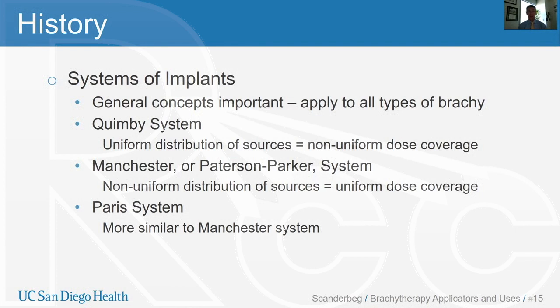The Manchester system, also known as the Patterson-Parker system, is named after its creators, Patterson and Parker, and their location in Manchester, England. In this system, they used a non-uniform arrangement of sources in order to achieve a more uniform dose distribution across the treated area. The Paris system is similar to Manchester, but does not allow crossing of sources. So it includes longer sources at either end of the implant in order to compensate for uncrossed ends. In the 60s came the Fletcher system, which combined elements of the Paris and Manchester systems.